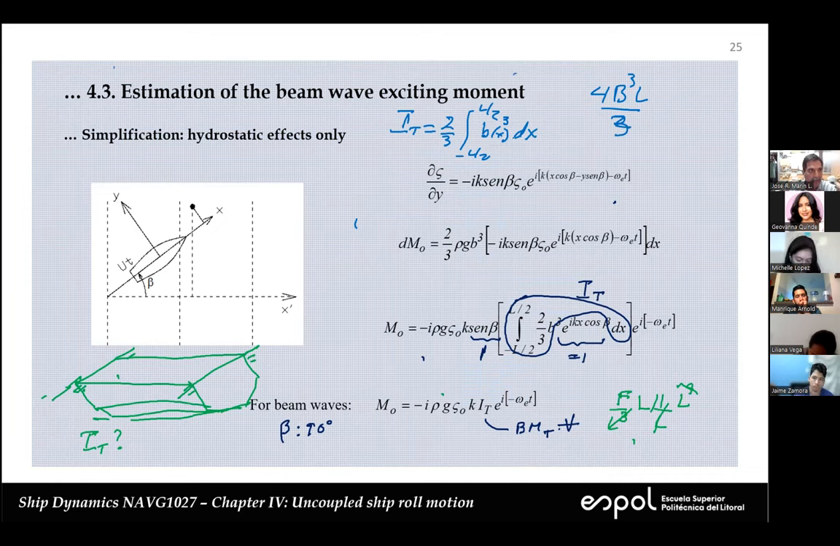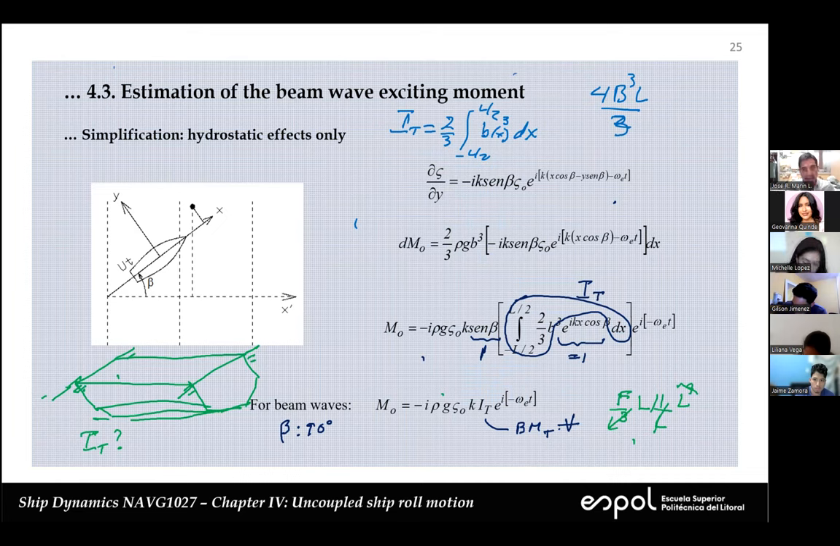Mr. Jimenez, do you have an answer for this? B cubed all over 12. Yeah, I agree with that. It's L b cubed over 12. Now we have to be careful because the beam is twice little b. So be careful with that. Okay.